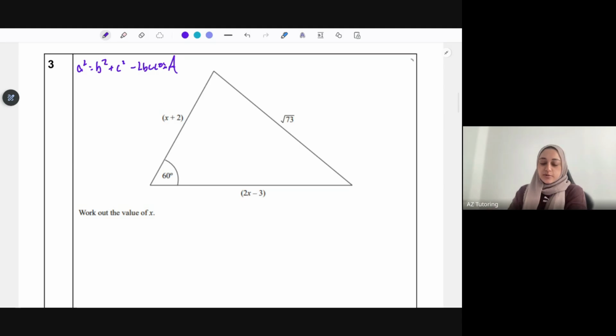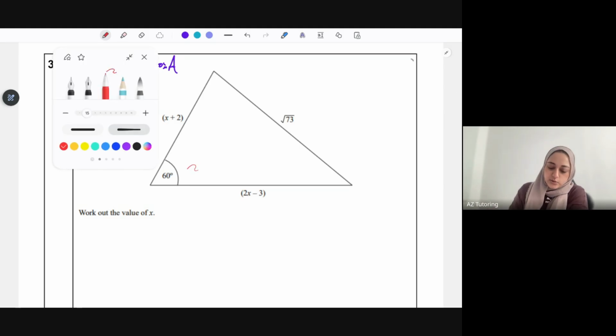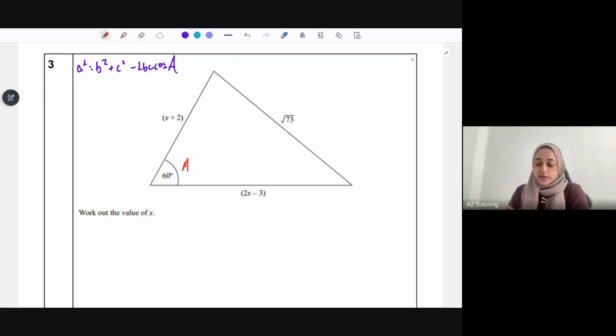Okay, next step is you label the triangle. So this would be angle A. Always label angle A first with cosine rule. So if that's angle A, this is length A. And then the other ones are just B and C, no matter which one you call B or C. Now, everything that you've got, you're just plugging straight into this formula. Once you plug it into the formula, you're just solving and finding x, which is the tricky part.